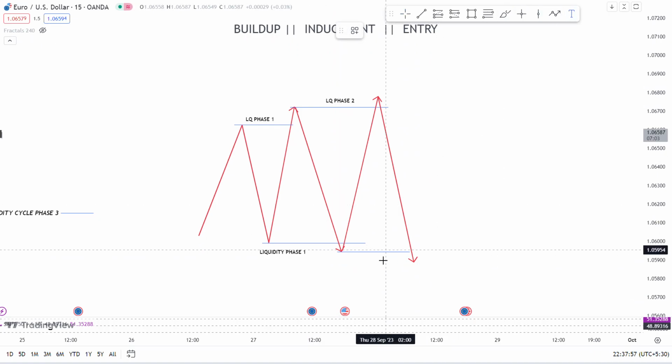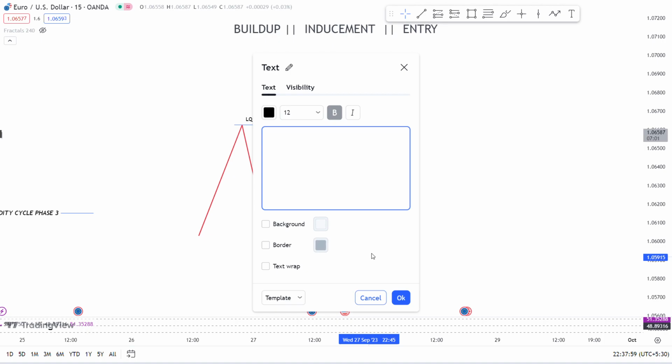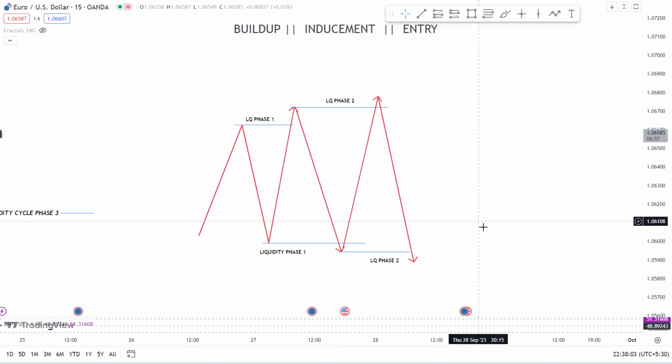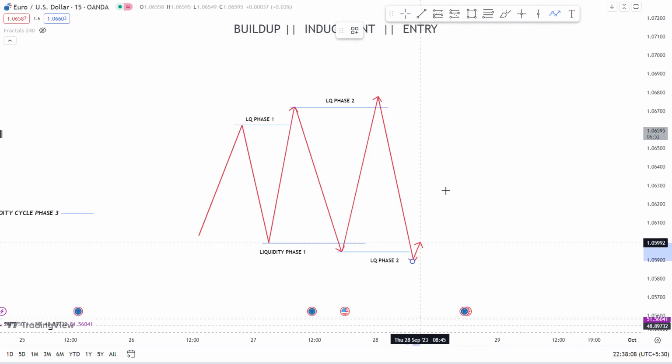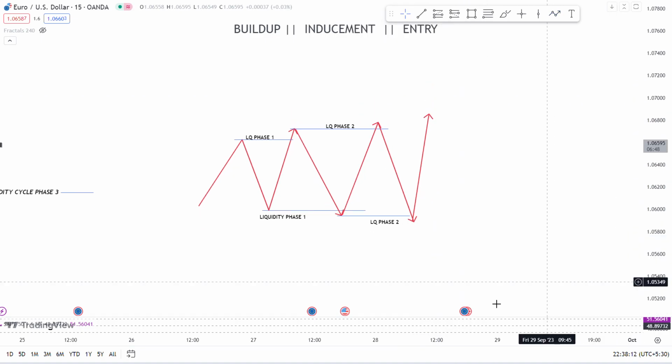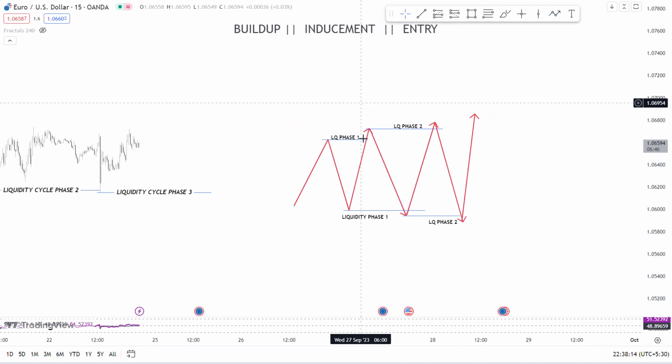Let me annotate for you. After the liquidity phase 2 has been taken out, we should buy the market, right? So, buys. This is how the market moves from liquidity pool to liquidity pool.